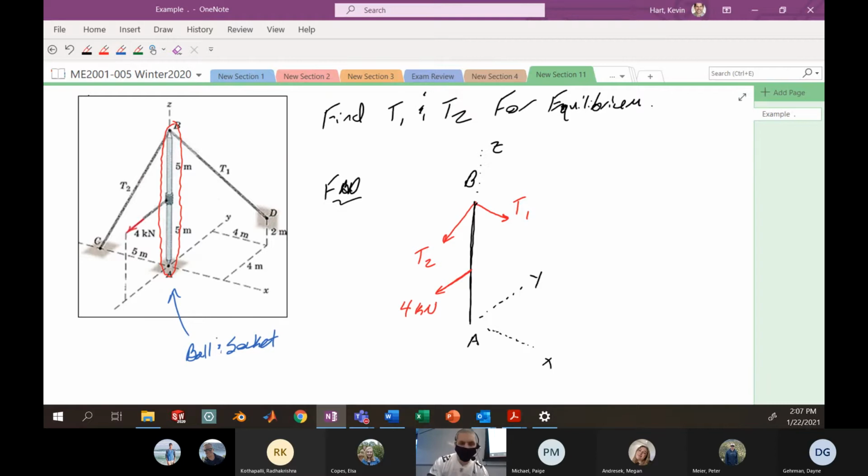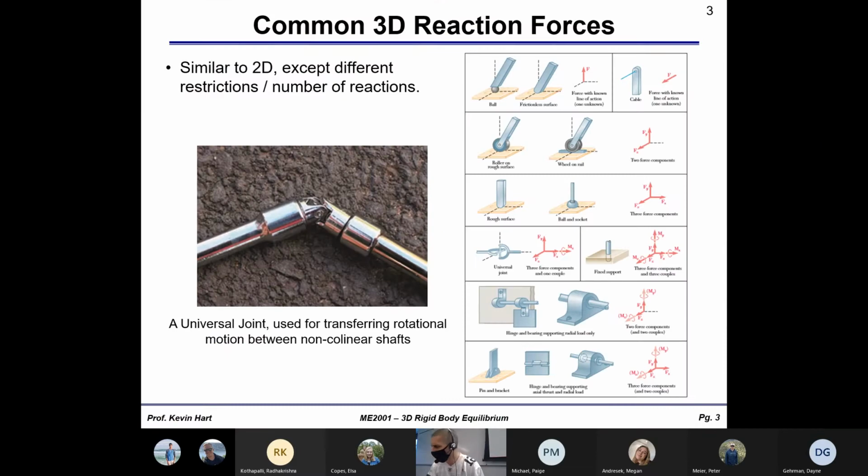And if we pull back up our notes here for 3D rigid body equilibrium, we can take a look at that chart to tell us what the forces are associated with a ball and socket. We also had a ball and socket yesterday in our practice problem. But here we are with our ball and socket again. It restricts motion in X, Y, Z, but allows rotation on all 3 axes.